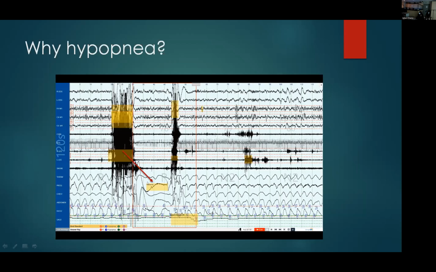You can get the effort sense from the thermistor and cannula too. Usually we look at the cannula for flat. That is correct. The cannula is flat, but the thermal is not flat, or it's not 90% reduction here. Okay. So even though there is no respiratory effort, they call it a hypopnea, because it meets the criteria for hypopnea. As you said, there is an arousal and then desaturation here.